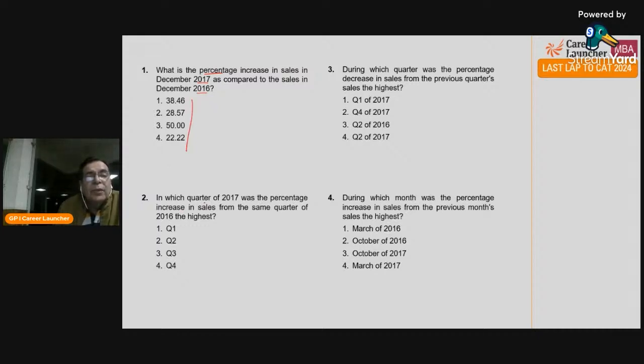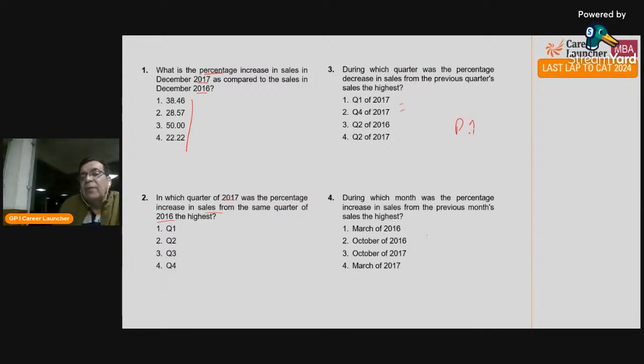Similarly, look at question 2. In which quarter of 2016 was the percentage increase in sales for the same quarter of 2016 the highest? Again, quarter-wise, each quarter has to be checked. Question 3, which quarter was the percentage? Again, the same thing. And similarly, question 4.